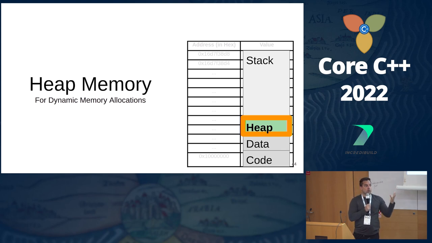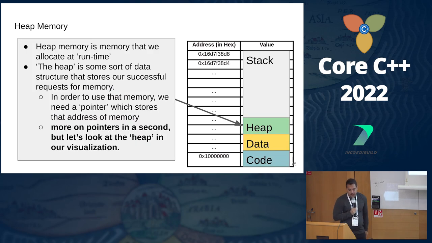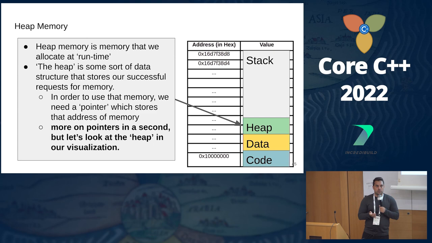This huge heap where we can store large allocations, or allocations where we don't know how much memory we're going to actually need at compile time. Okay, so heap memory for dynamic memory allocations. Heap memory is the memory that we allocate at runtime. And since we're allocating at runtime, there is actually some sort of algorithm or data structure behind this. How many folks in the C++ community have heard or maybe worked in environments where you say, oh, I don't like heap allocations, too slow, right? Yeah, some folks are raising their hands.